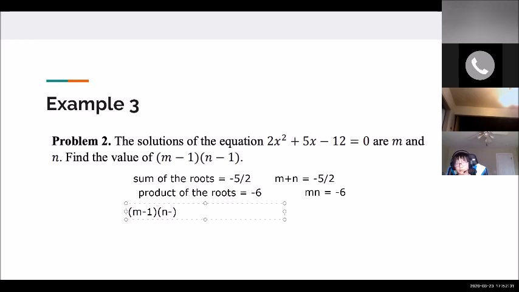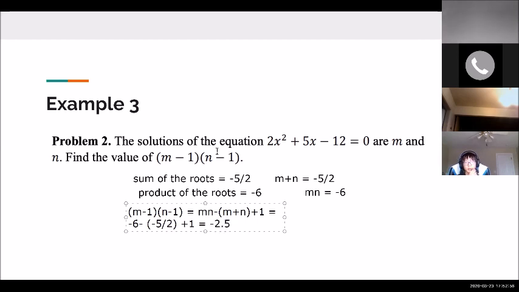Which means that this expression, m minus 1 times n minus 1, is equal to mn minus m plus n plus 1, which is equal to minus 6 minus minus 5 over 2 plus 1, which is just equal to minus 2.5. So the answer to this question is just going to be equal to minus 2.5.